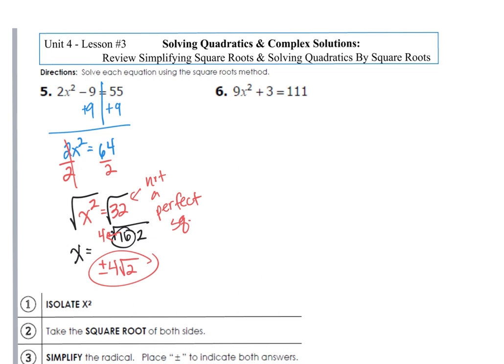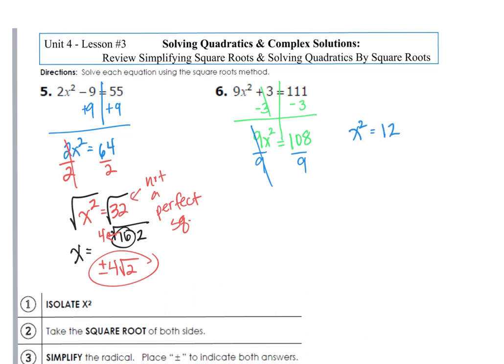Okay, number 6. We have 9x squared plus 3 equals 111. So to isolate x squared, we're going to subtract 3 from both sides. We have 9x squared is equal to 108. And then we divide both sides by 9. Again, all about isolating x squared. So now we have x squared is equal to positive 12.